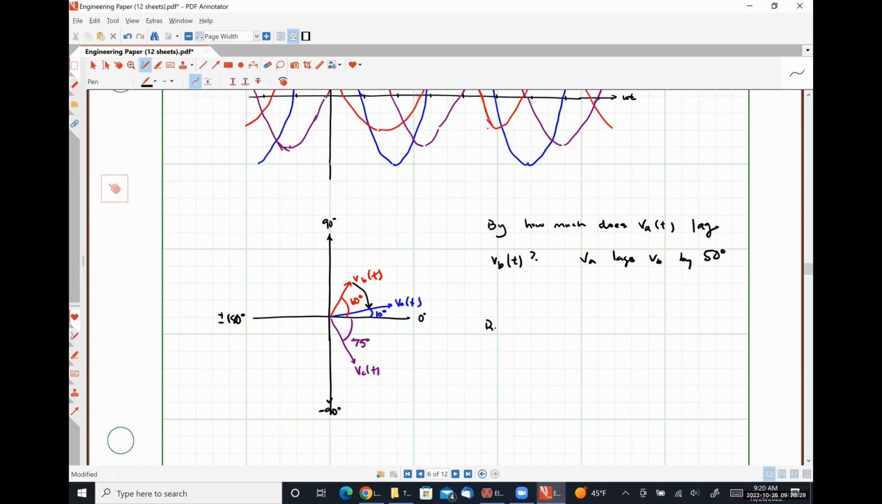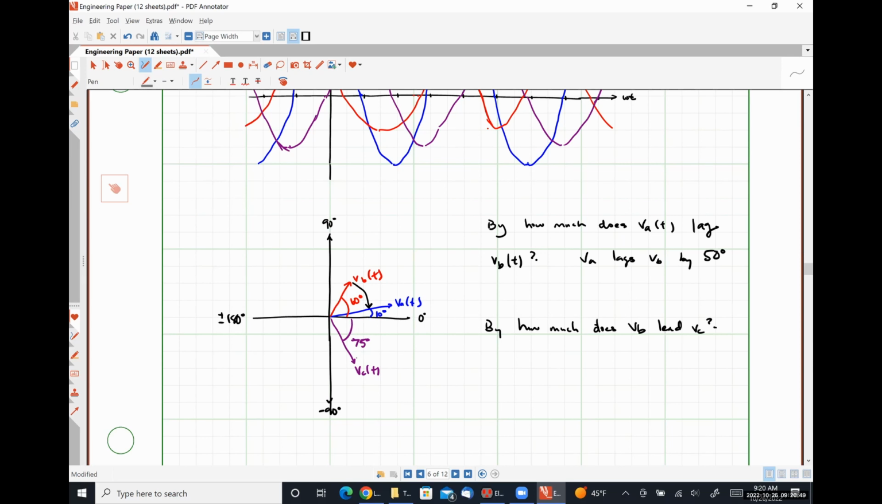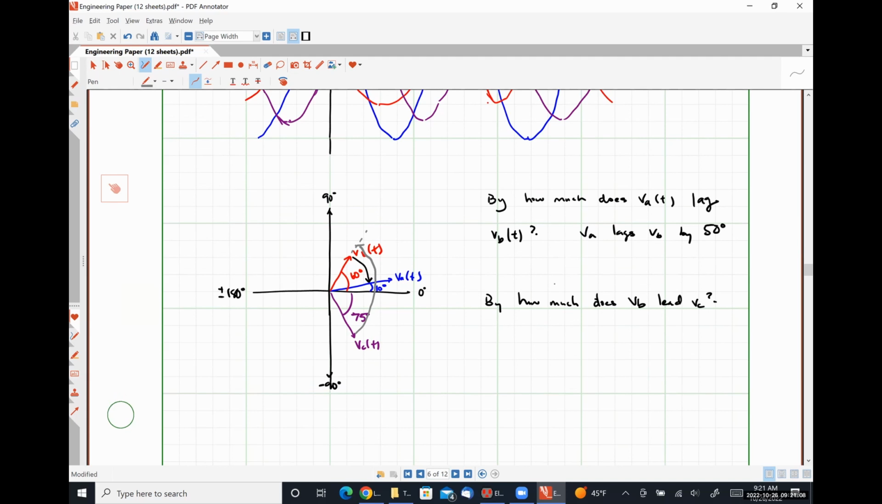If we wanted to know by how much VB leads VC, we would start measuring from VC and measure all the way around until we hit VB, which in this case looks like 75 plus 60 or 135 degrees, okay? So sorry, I'm gonna write this down.